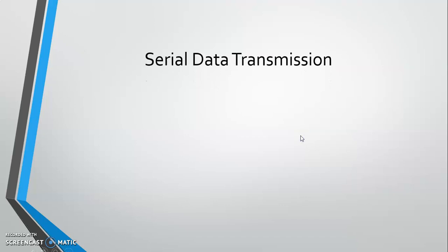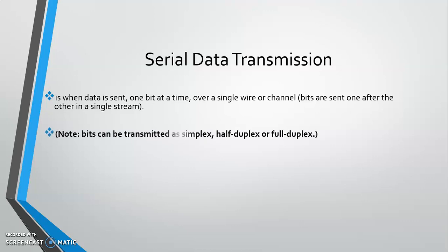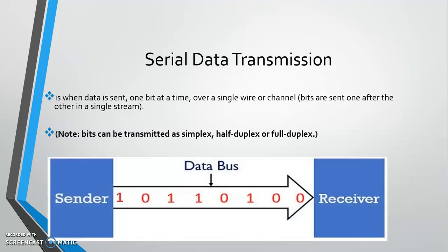Then we have serial data transmission. Serial data transmission is when data is sent one bit at a time over a single wire or channel. Bits are sent one after the other in a single stream. Bits can be transmitted as simplex, half duplex or full duplex. Now you can see bits are sent one after the other.